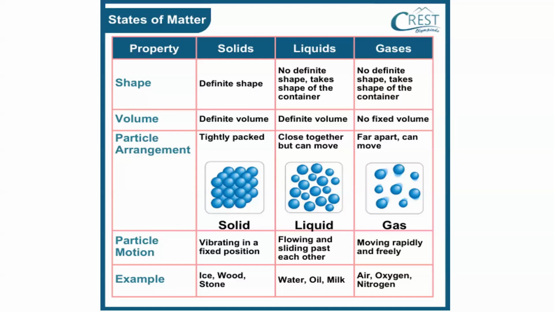So the next thing is the properties of these three states of matter. In terms of shape, solids have a definite shape, but liquids do not have a shape, rather they take the shape of the container. Assuming you put water inside a beaker, the shape of that water is the same as the shape of the beaker. If you put the water inside a cup, the shape of the water is the same as that of the cup. And for gas, it also doesn't have a definite shape, but rather takes the shape of the container.